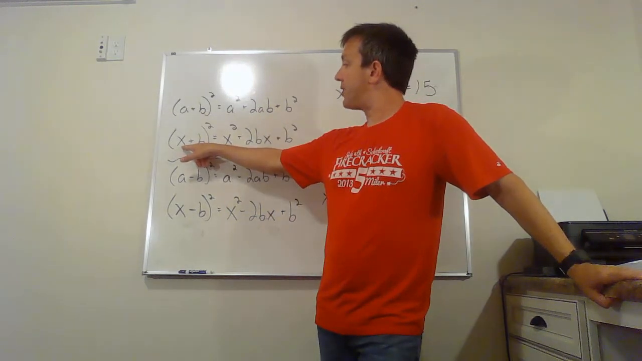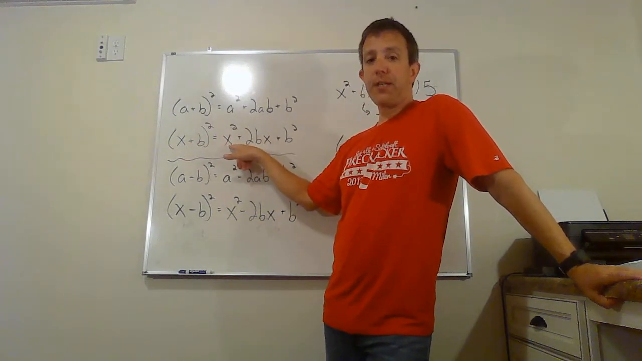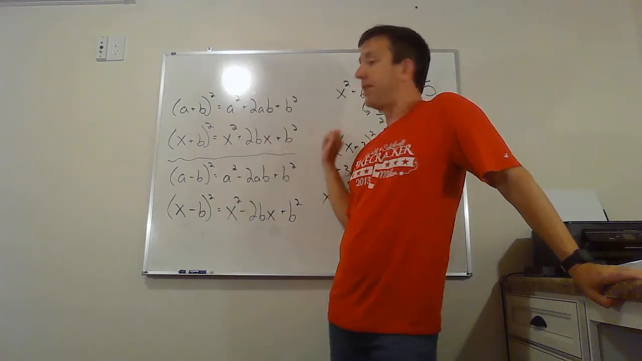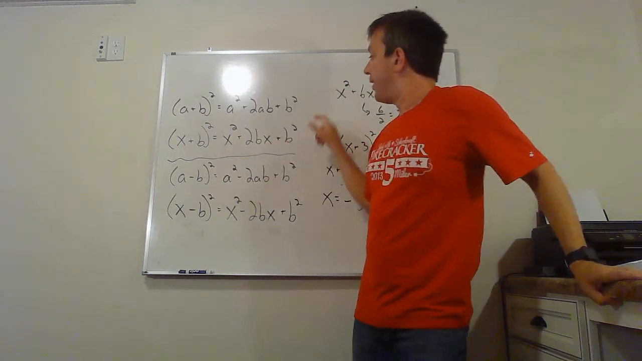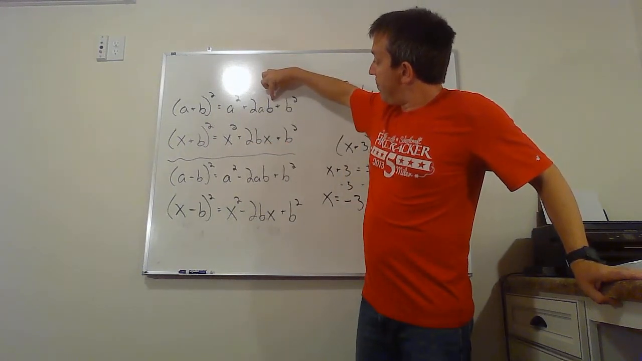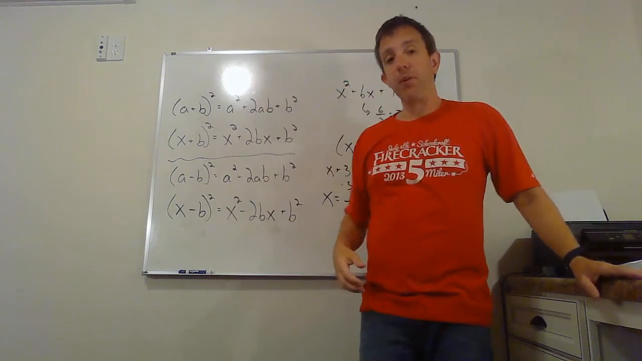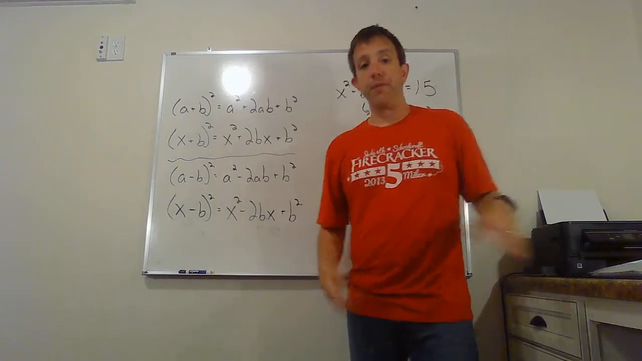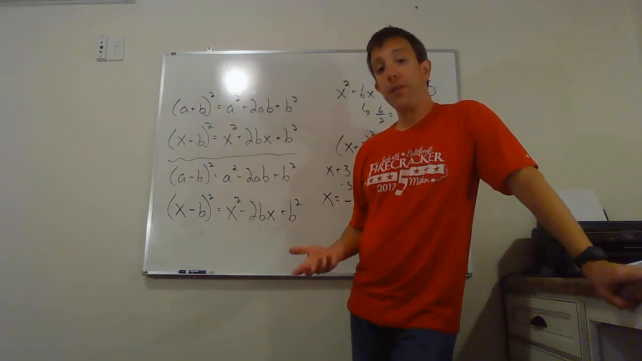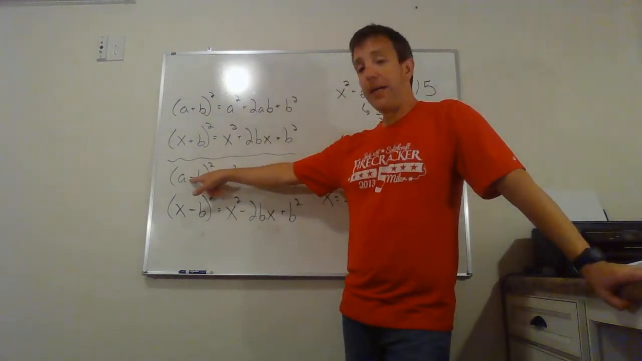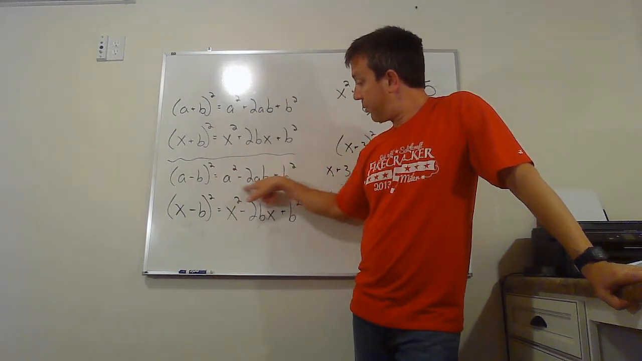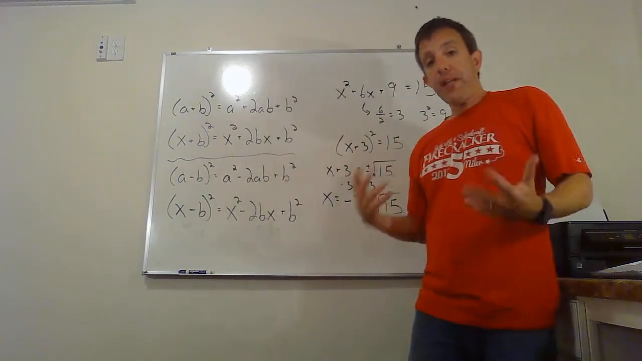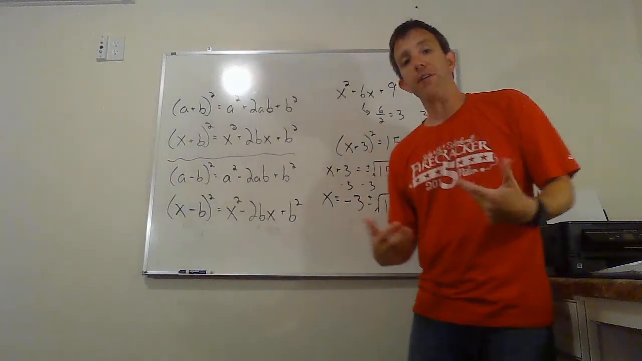So you can see I changed it to x plus b squared is equal to x squared plus 2bx plus b squared. I did move the b in front of the x just because it looks a little bit more normal. And then down here I did the same thing for the version with the minus sign. Please notice the only difference with the minus sign is if you have a minus sign in the parentheses, you get a minus 2ab in the middle. Everything else stayed the same. But here's why this is important.